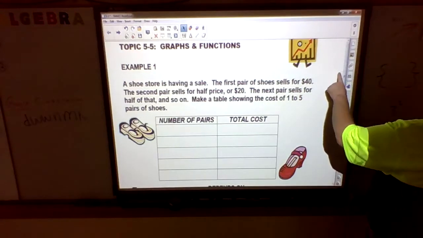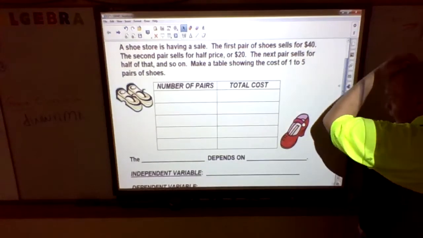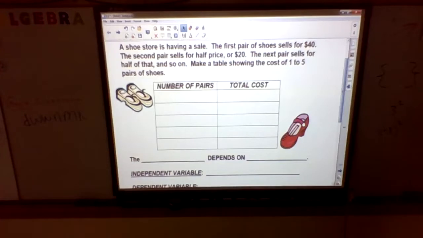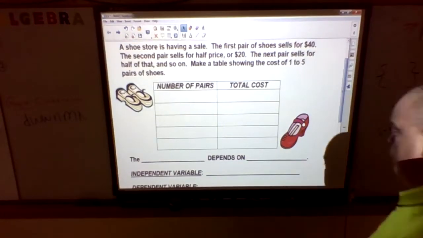So example 1 says that a store is having a sale. The first pair of shoes sells for $40. The second pair sells for half price, or $20. The next pair sells for half of that, and so on. Make a table showing the cost of 1 to 5 pairs of shoes. Okay, so number of pairs.